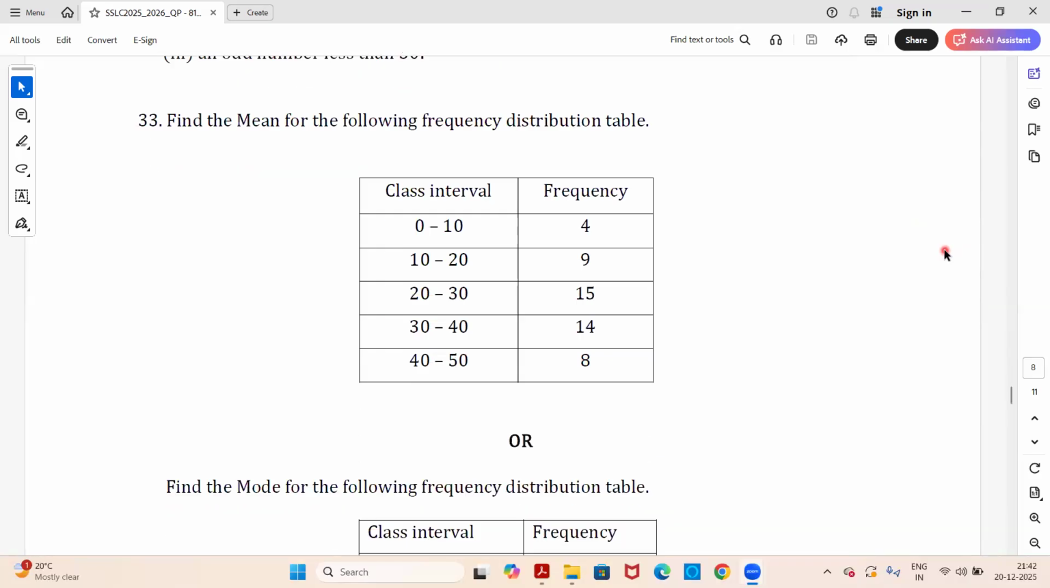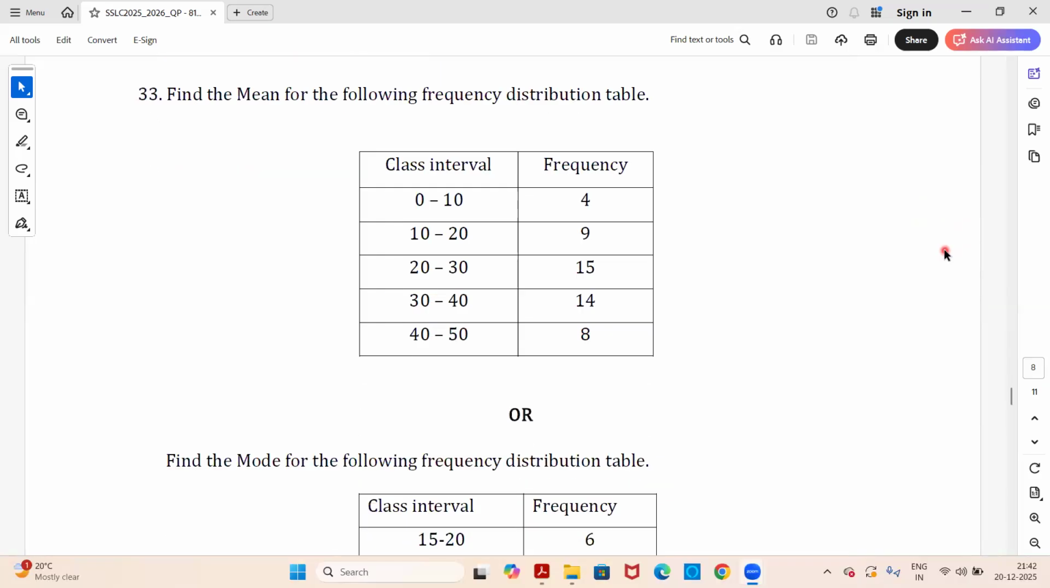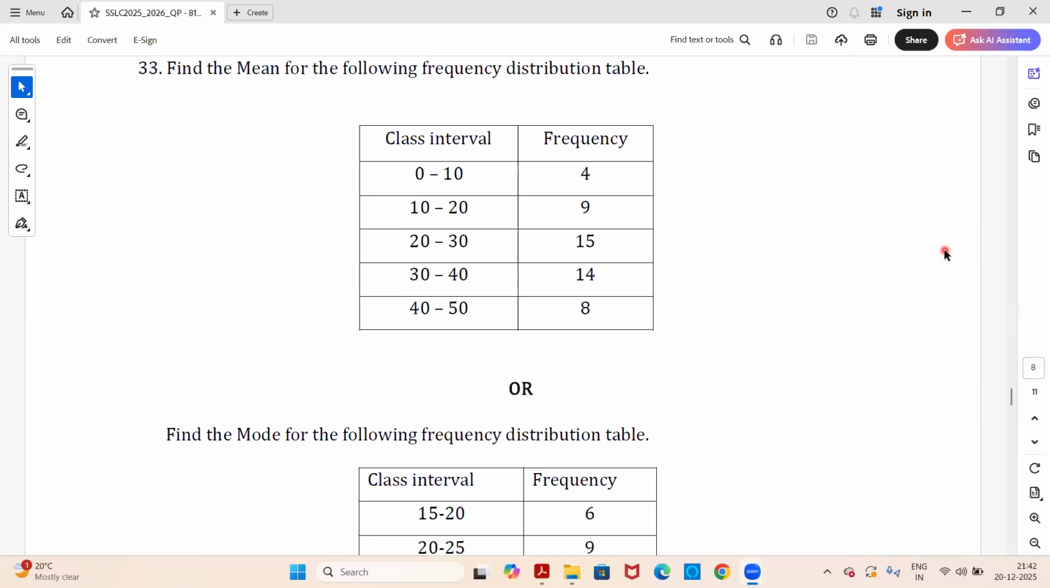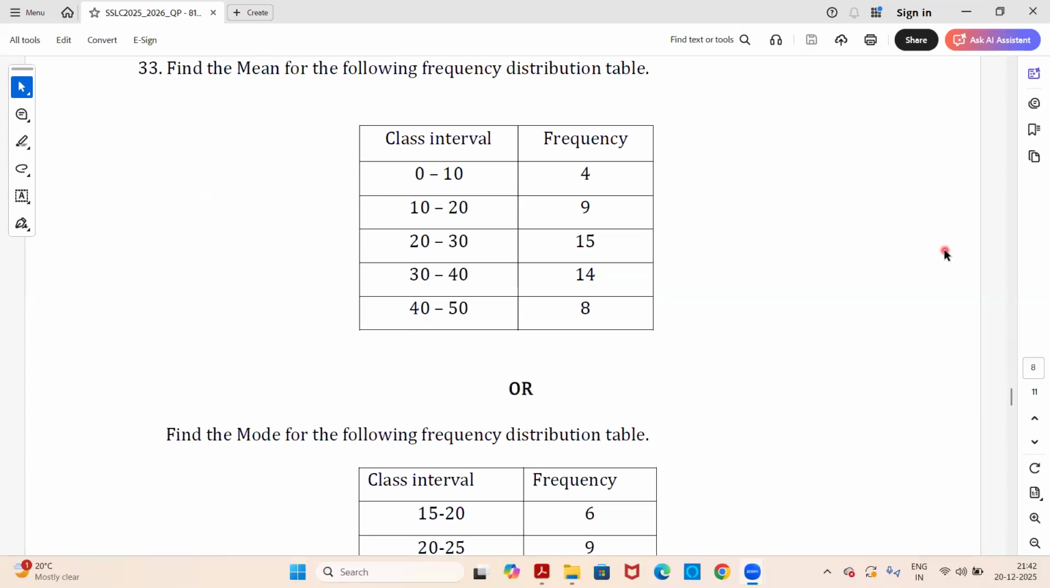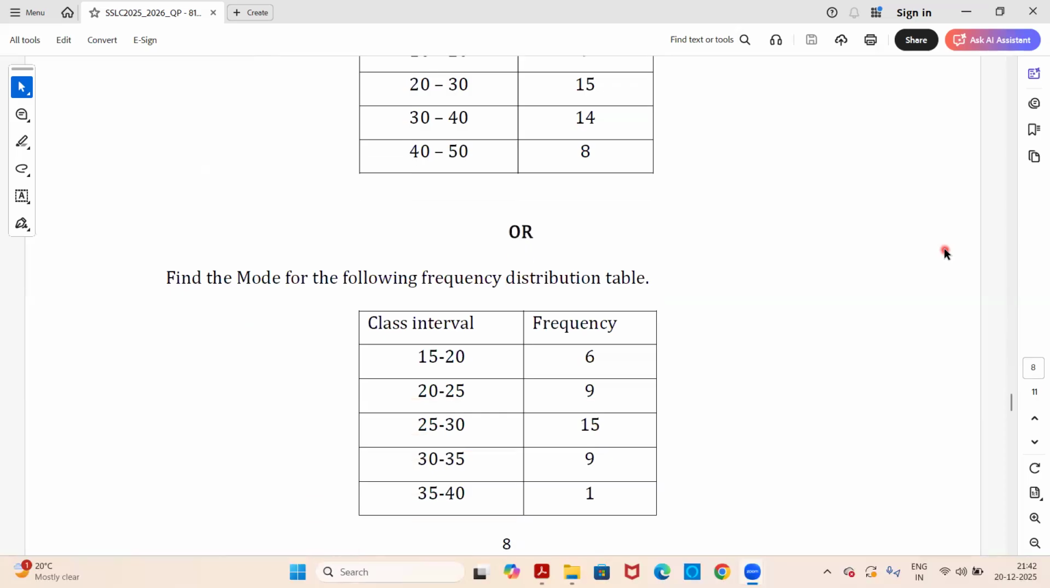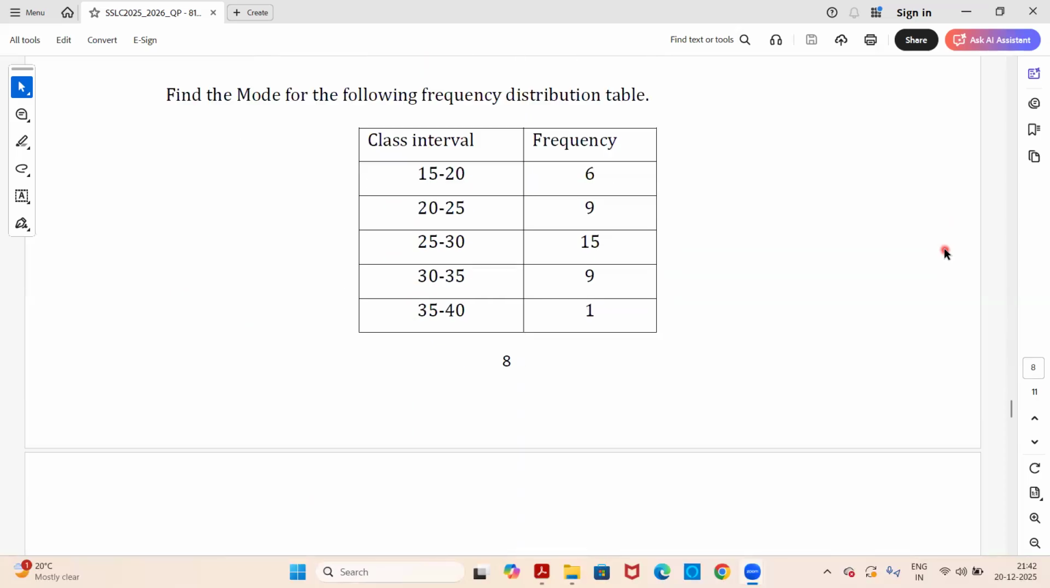Question 33 is having an option in it. There are 2 questions, frequency distribution table, find the mode and find the mean. Okay, both are from the same topic, but you have 2 different questions. One you have to find the mean and in another question you have to find the mode. So whichever you feel is easy and you can quickly find out, you can go with that.